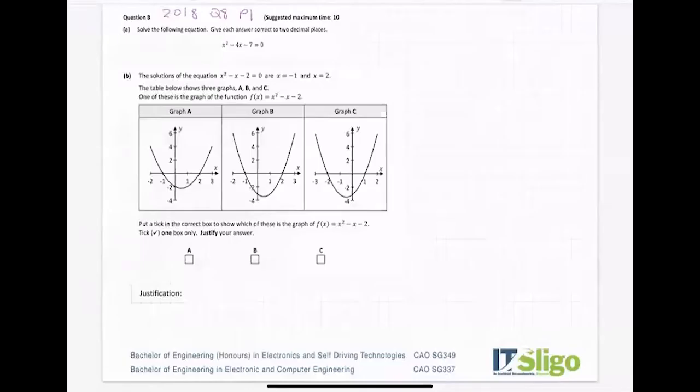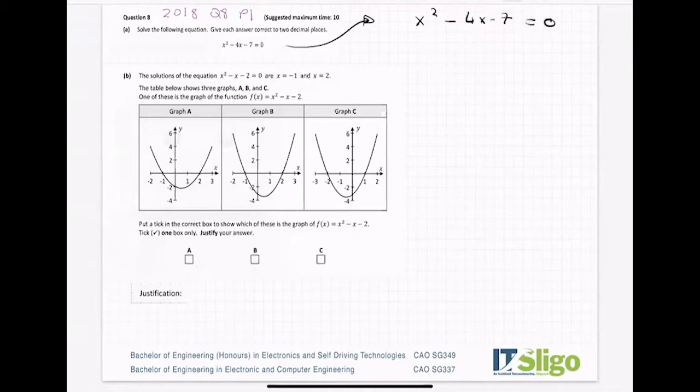Right, the 2018 question then, the functions question, again linked algebra with functions, so same as it did in 2013 and 14. So it started off with a piece of algebra: solve the following equation, give each answer correct to 2 decimal places. Okay, so not a functions question, an algebra question. That's okay. So x squared minus 4x minus 7 equals 0.